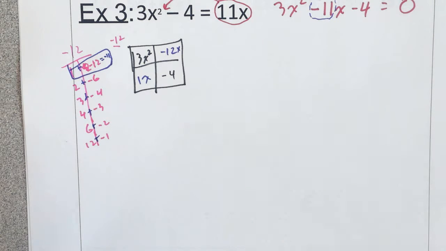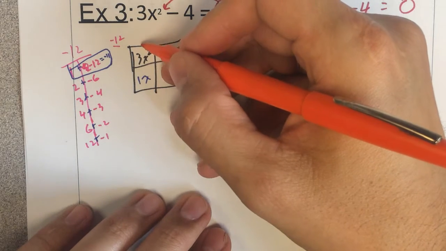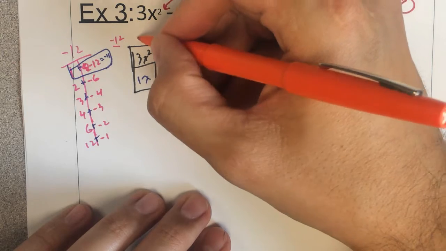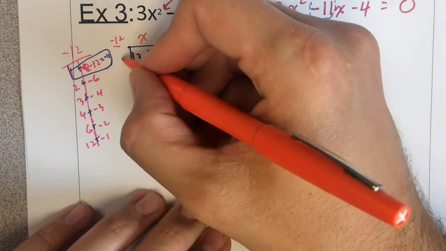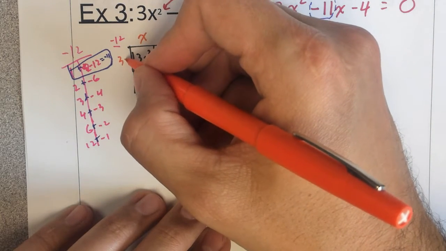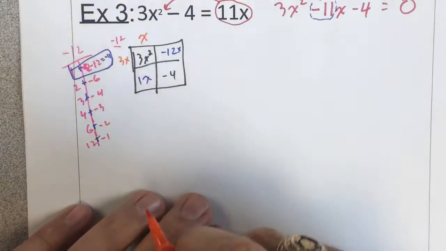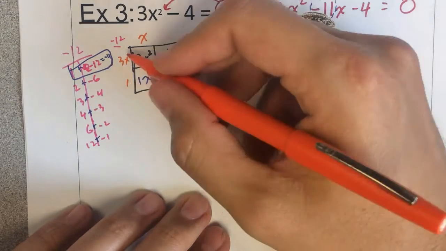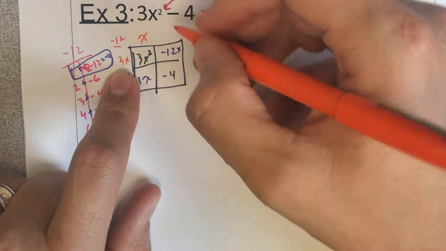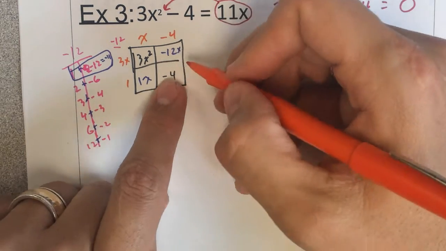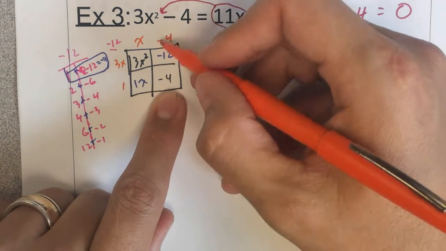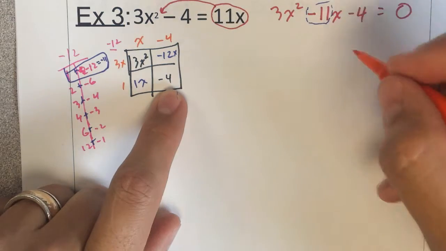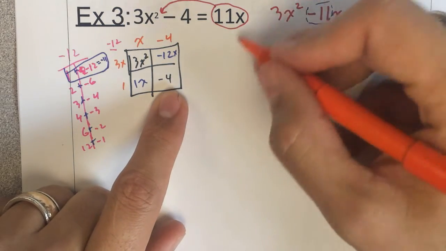Now that I have my peanut boxes filled up, GCF on the first column, only thing they have in common is an x, makes it a little bit easier. This is going to be 3x to get my 3x squared. This has to be 1. 3 times what gets us negative 12? That would have to be a negative 4. Check it with the last one. 1 times negative 4 is negative 4. We are good. No GCF at the front.